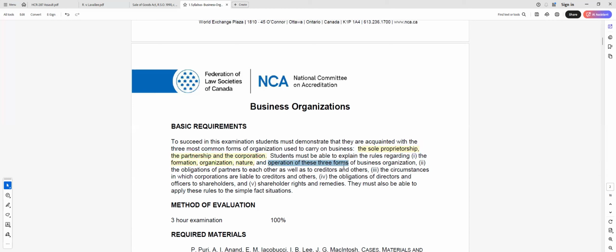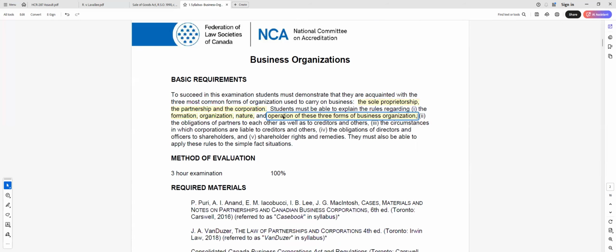And the operation of these three forms of business organization: how the operation is conducted within a corporation, within a partnership, and within a sole proprietorship. So this is the first thing, that we should be able to explain the rules. Different rules will be there in the syllabus, and we'll give importance to those rules whenever they come up, regarding the formation, organization, nature, and operation of these three forms.